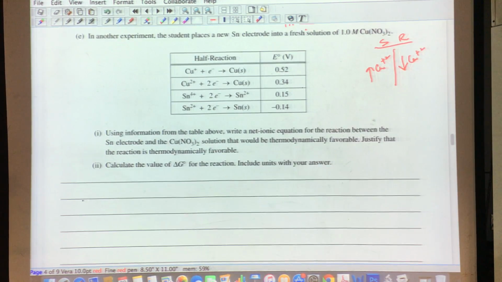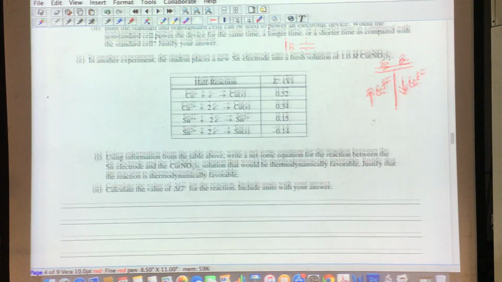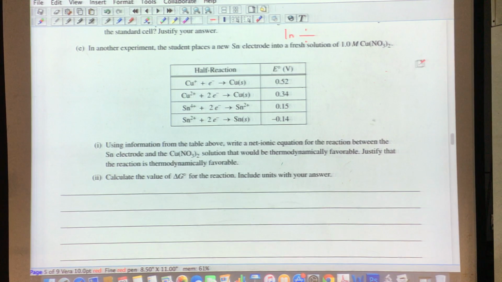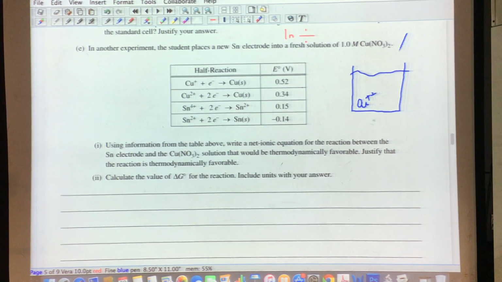Letter E. In another experiment, a student places a new tin electrode into a fresh solution of copper nitrate. So this is another experiment. It's not even a galvanic cell. It's not a battery. They have a solution of copper nitrate, which you all know is copper plus 2. And now we're dropping some tin right in there.